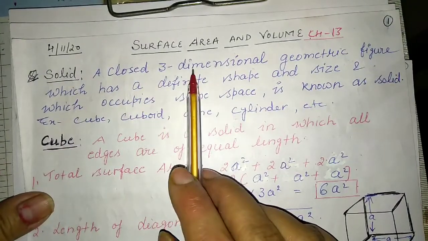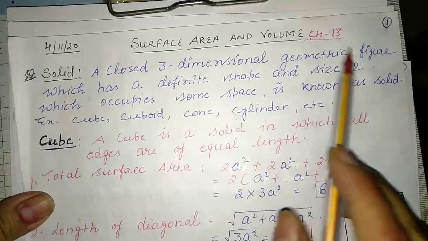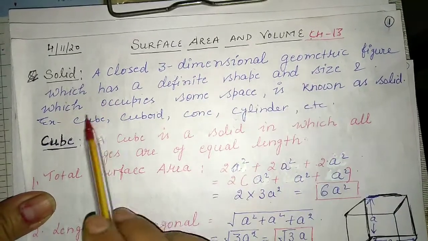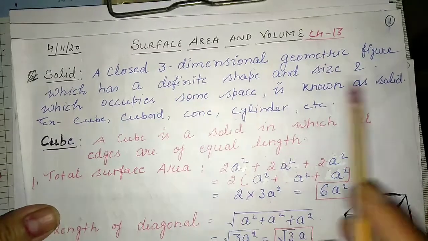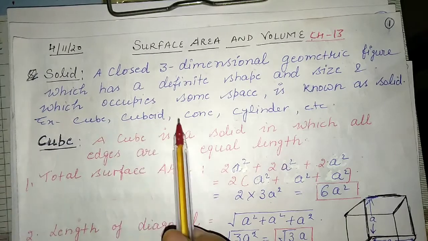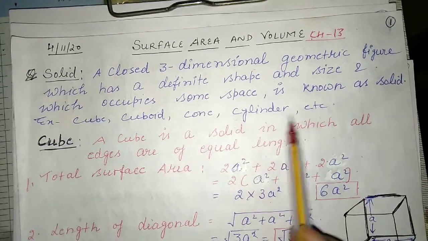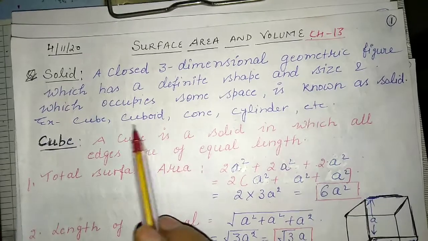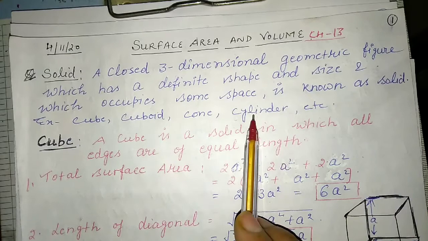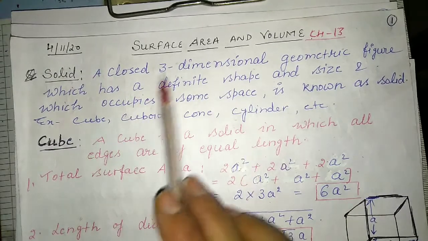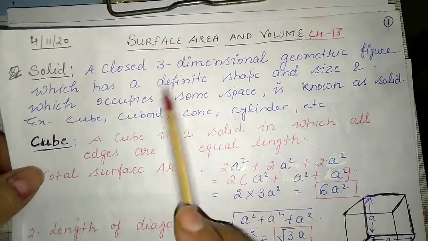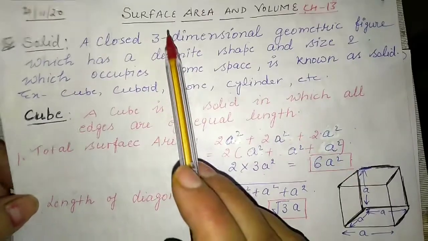A closed three-dimensional geometric figure which has a definite shape and size and which occupies some space is known as a solid figure. Just like we have the examples cube, cuboid, cone, cylinder, sphere also. In your 8th class you learnt about the cube, cuboid and cylinder. In this video we are going to discuss the surface area and volume of the cube and cuboid.